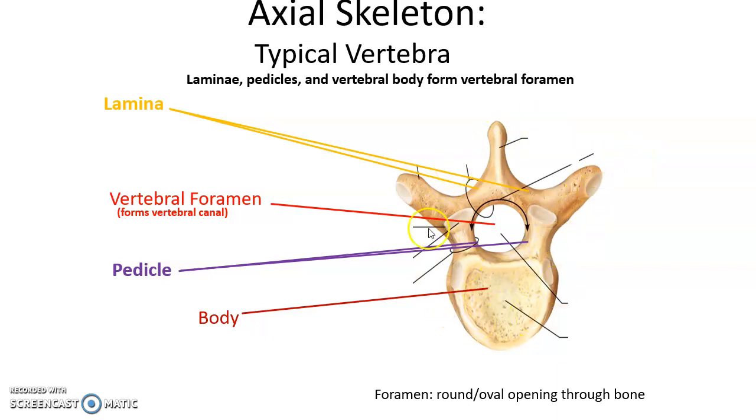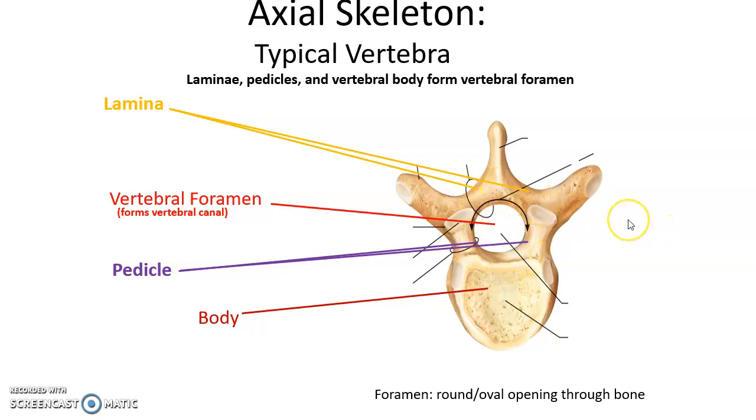Here is what a generic vertebra looks like. A generic vertebra has an opening called the vertebral foramen. This is what forms the vertebral canal, which makes space for the spinal cord to protect it. That means there's a ring of bone tissue that goes around that opening to form the vertebral foramen.